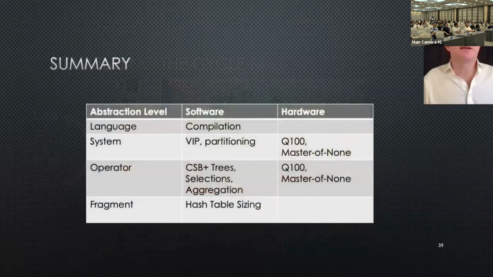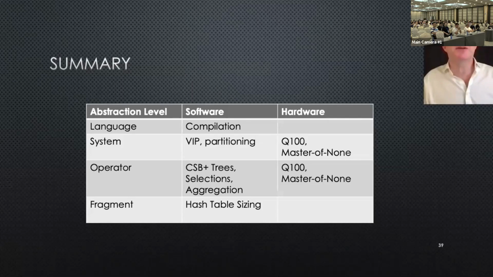So to summarize, I promised that I'd fill in some of these boxes, and here we have the boxes filled in. We've looked at several abstraction levels. At the software level, we've looked at the language level for compilation. At the system level, we studied VIP and partitioning. At the operator level, we looked at cache-sensitive B+ trees, how to do selections, how to do aggregation. At the fragment level, we showed how to optimize even a single line of code for hash table sizing, which turns out to be quite important.